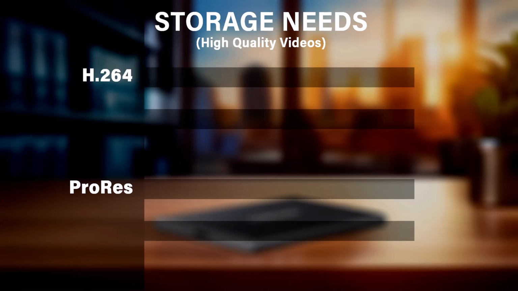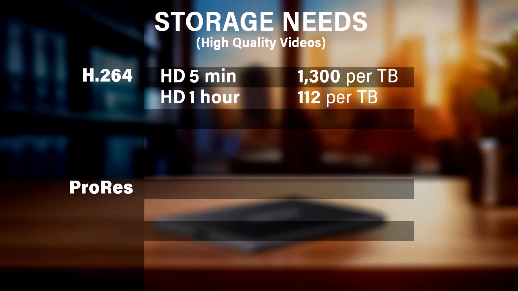All right, also in Premiere Pro, I didn't think you could do slides in Premiere Pro. So up at the top, H.264, which I said was very highly compressed. Let's look at the first one. There's a 5-minute HD video, and based on the sizes I showed you, you can get about 1,300 of those per terabyte. If you want to take that up to 1 hour, the same H.264, you'll only get 112 of those per terabyte. Now in ProRes, a 4K 5-minute H.264 5-minute is 300.